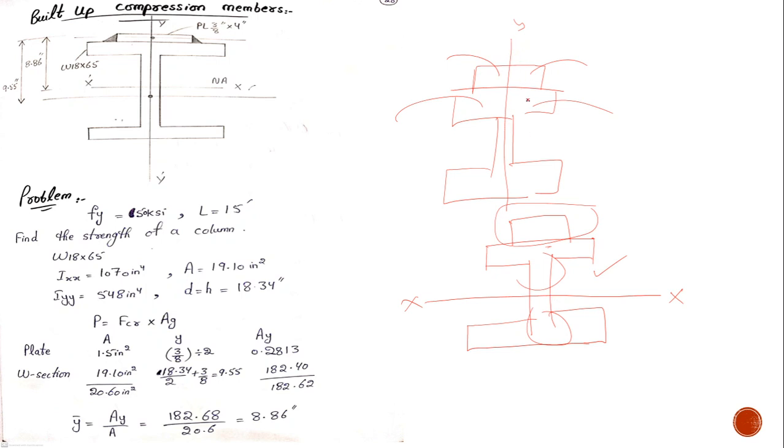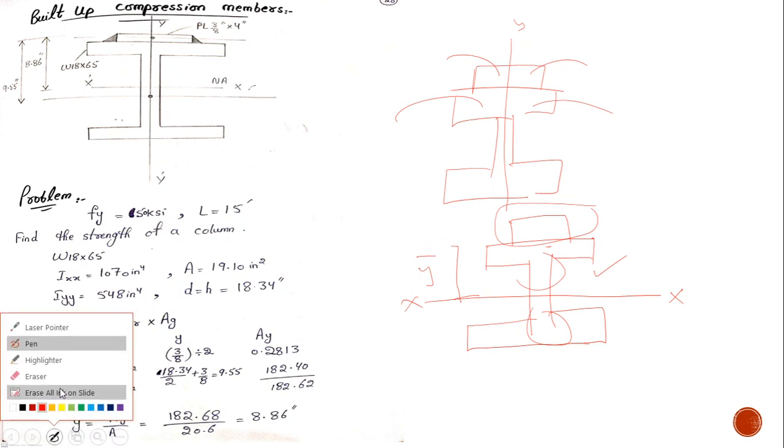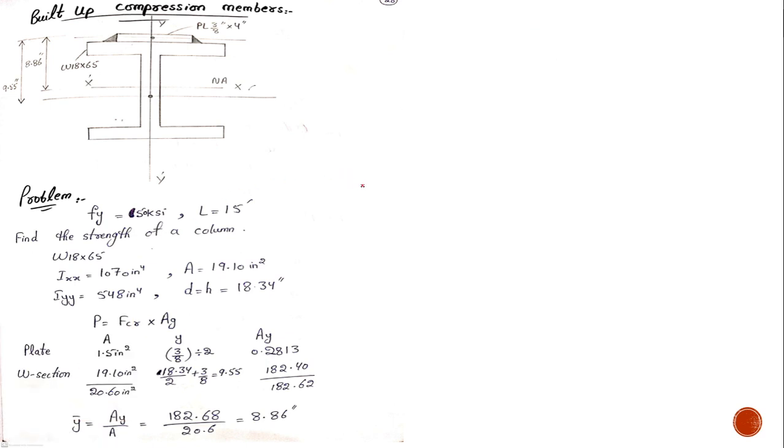However, in the case of the y-axis there was symmetry. Here there is no symmetry. That's why this y dash cannot be half of this. So I have to find this y dash, and I have to use a basic formula which you have been studying since your second year.